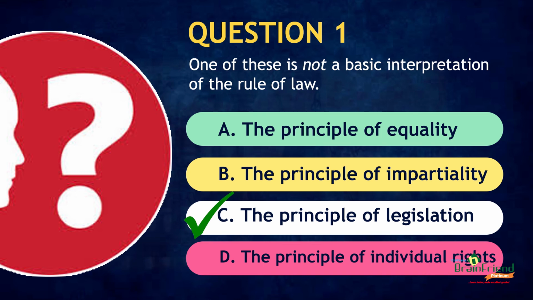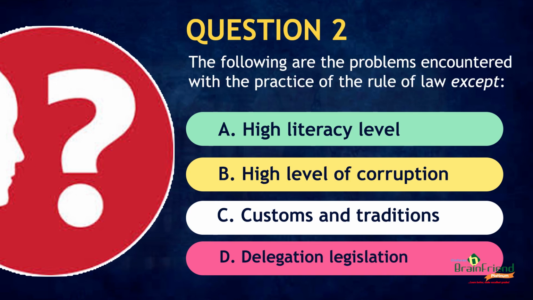Question 2. The following are the problems encountered with the practice of the rule of law except: option A, high literacy level, option B, high level of corruption, option C, customs and traditions, or option D, delegated legislation. The correct answer to that question is option A, high literacy level.